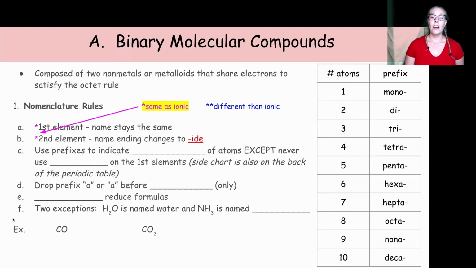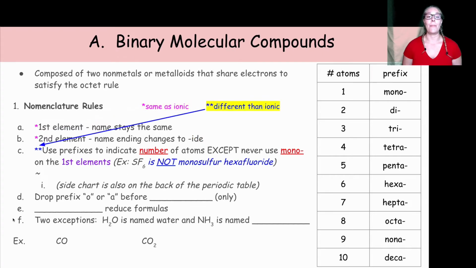Ionic compounds don't use prefixes. Molecular compounds do. And these prefixes indicate the number of atoms, or how many atoms of that element are in the compound. The exception is we never use the prefix mono on the first element.